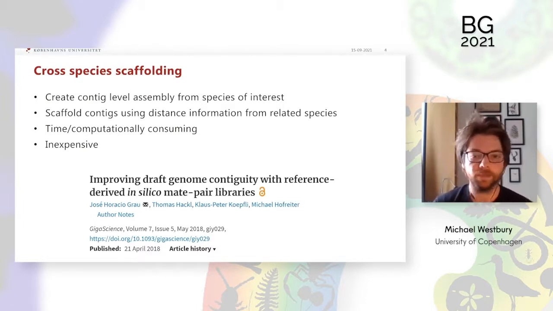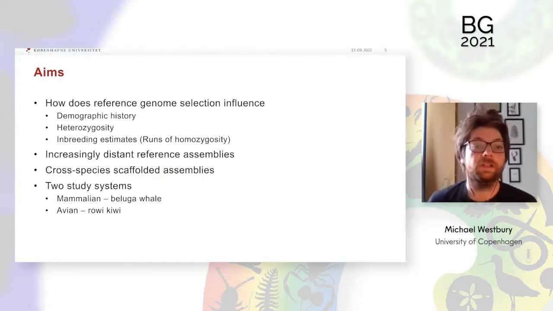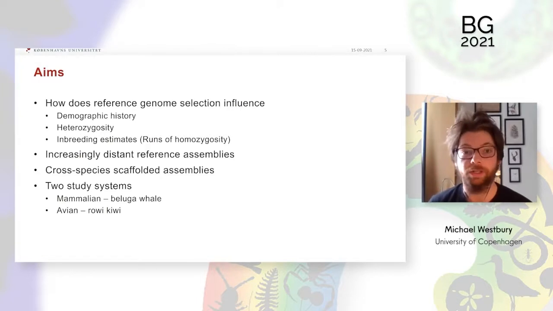And the method that we will talk about today is the method by Grau et al. And here's the paper for those interested. So the aims of the study were to look at how the reference genome selection process can influence demographic history, heterozygosity, or inbreeding estimates in the form of runs of homozygosity. We looked into increasingly distant reference assemblies, but also mapping to newly assembled cross-species scaffold assemblies that we assembled for the study.